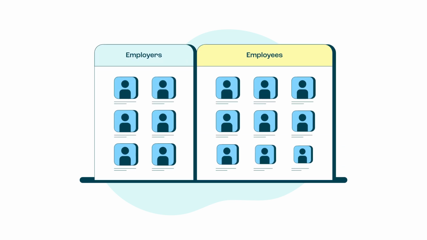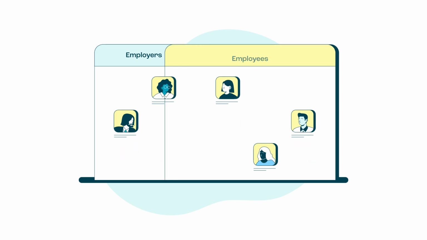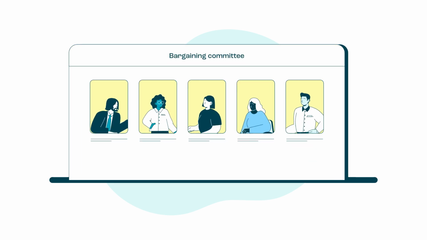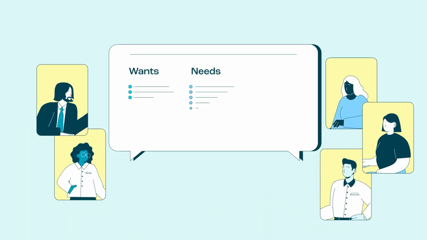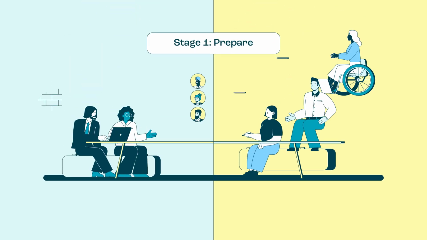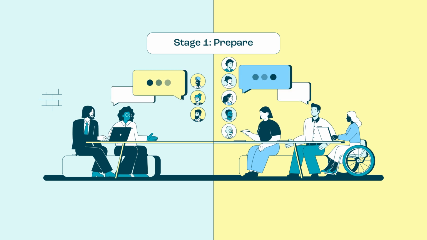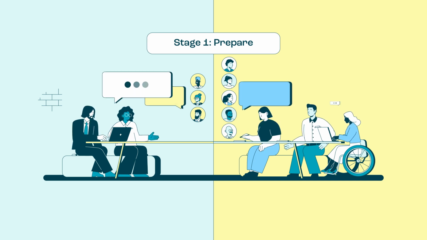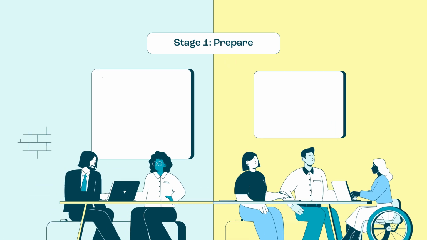First, employers and employees decide who will represent them during the bargaining process. These representatives make up the bargaining committee. They communicate the wants, needs, and concerns of the people they represent. In stage 1, members of the bargaining committee consult with the employers and employees they represent. They speak with them and listen to their views to gather relevant information that supports their positions or interests.